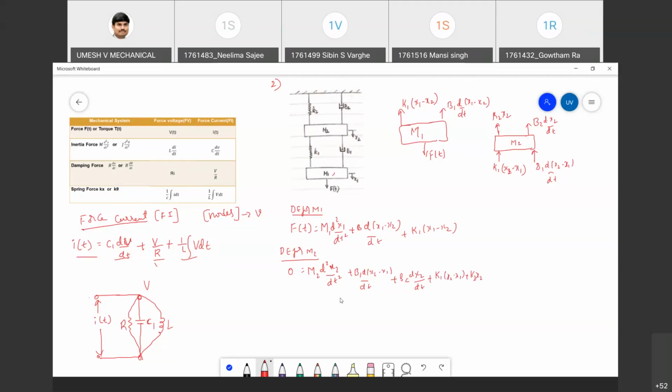Now let us write the force voltage equations. Referring to the table, convert to the equivalent equations. There are two equations: one is f of t, another is 0 equal to. By referring to the table, can you make the force voltage equations, everyone? You can mute, Sibin. Thank you, sir. So refer to the table and equate to the force voltage and force current.